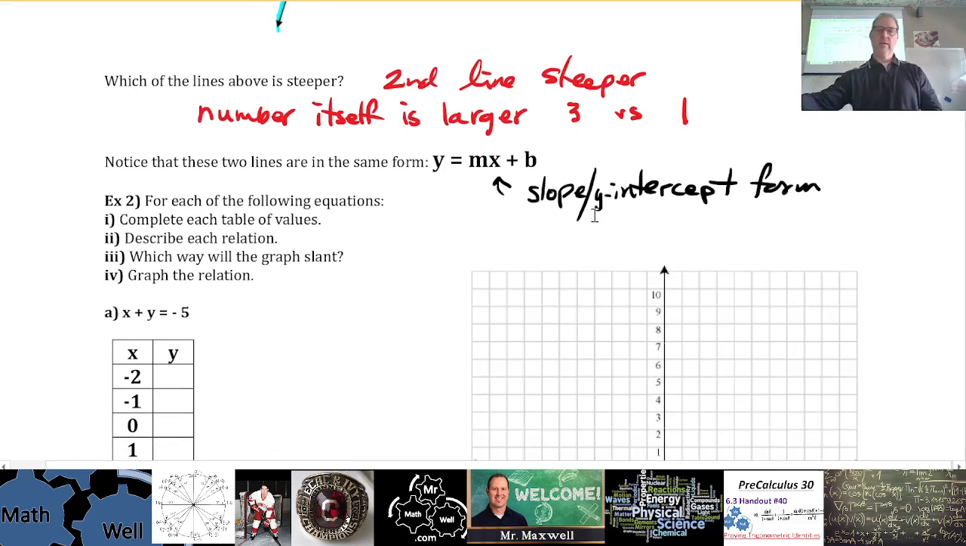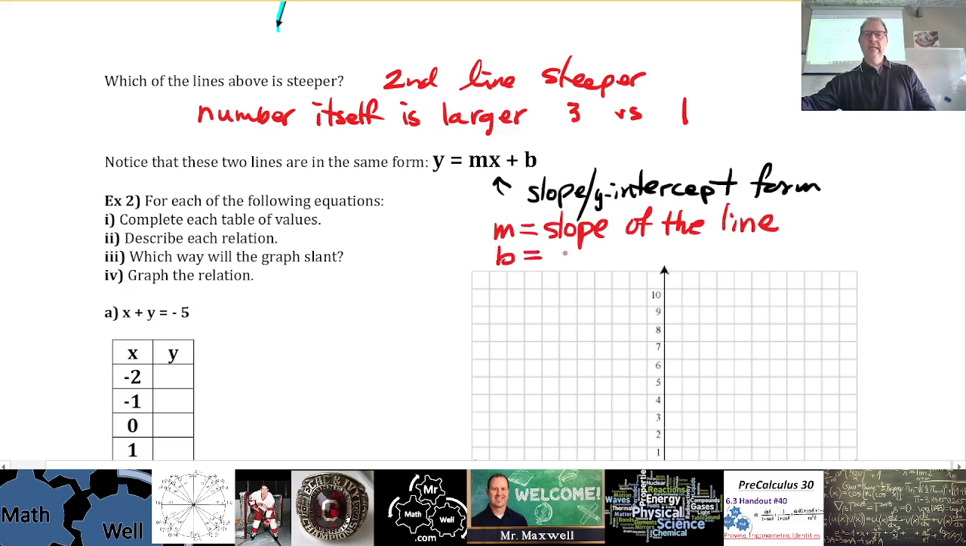So maybe we'll just take a moment to note that as well. So m here is the slope of the line. M is the slope of the line in this form. And b is the y-intercept. Okay, so please make sure you jot that down. It's not in your notes, but you can jot that down.